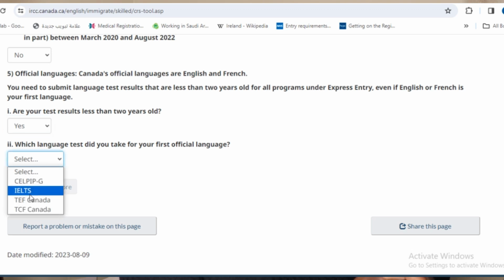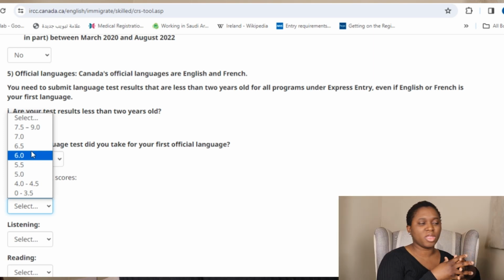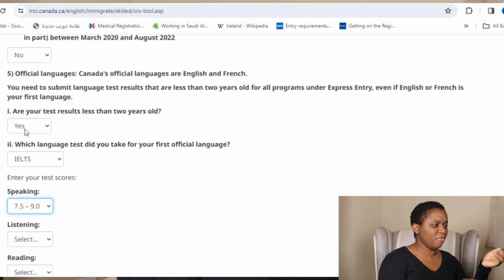So I'm going to say either I took the IELTS or I took the TEF. That's a French exam. So I'm going to say I took the IELTS for my first language test. What was your score speaking? If you haven't taken the English language test, you can just give an estimated score that you expect to achieve when you sit for your English test. So I'm just going to say I had a 7.5 in speaking.